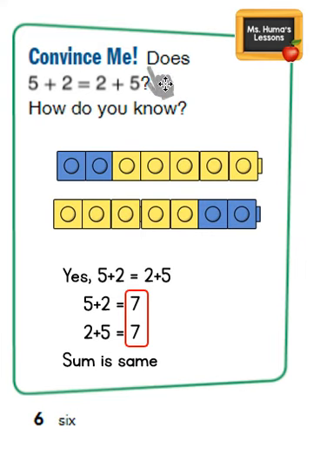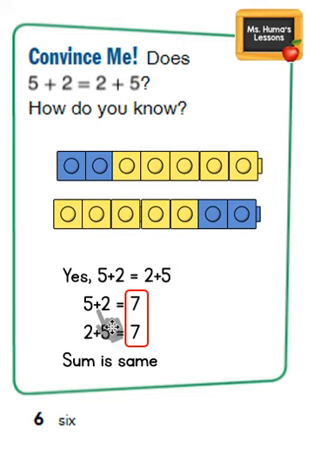On page number 6, we have this: does 5 plus 2 equal 2 plus 5? How do you know? Here I have some link cubes. Here I have shown 5 plus 2 and here I have shown 2 plus 5. Whether we put the addends in any order, the final sum will be the same. So we can write here, yes, 5 plus 2 equals 2 plus 5.